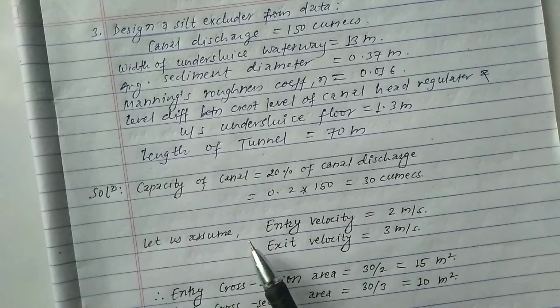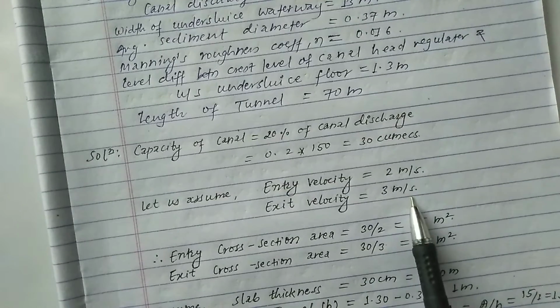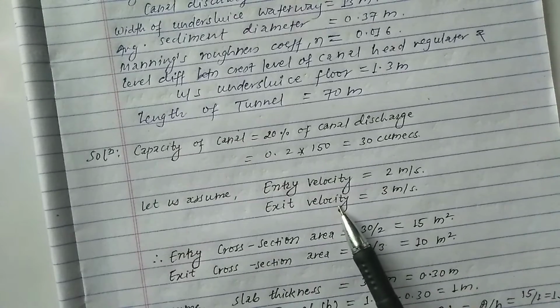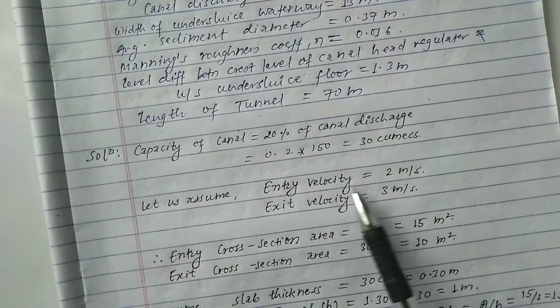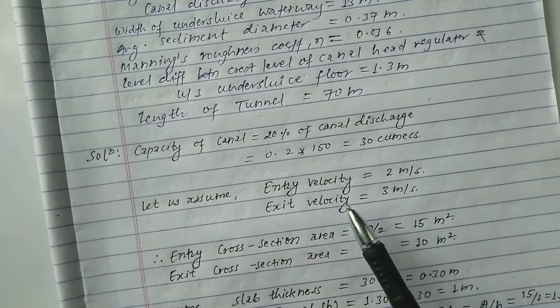Now we have to assume entry velocity and exit velocity. So let us assume entry velocity equal to 2 meter per second and exit velocity equal to 3 meter per second. We always have to use the exit velocity greater than the entry velocity. This was already discussed in the previous video.